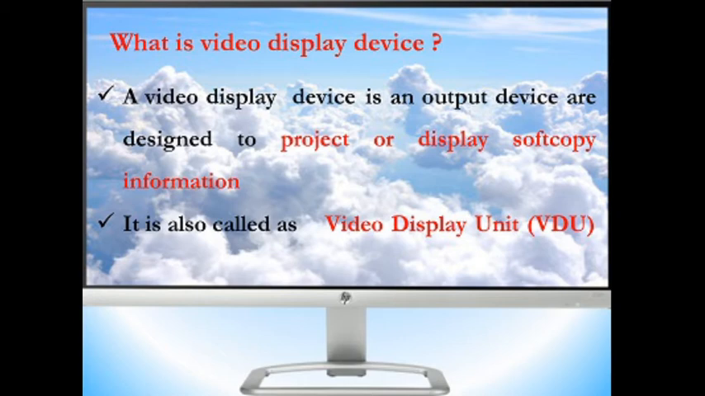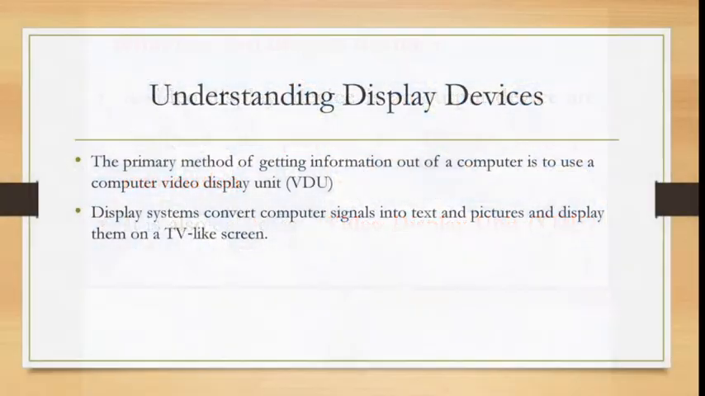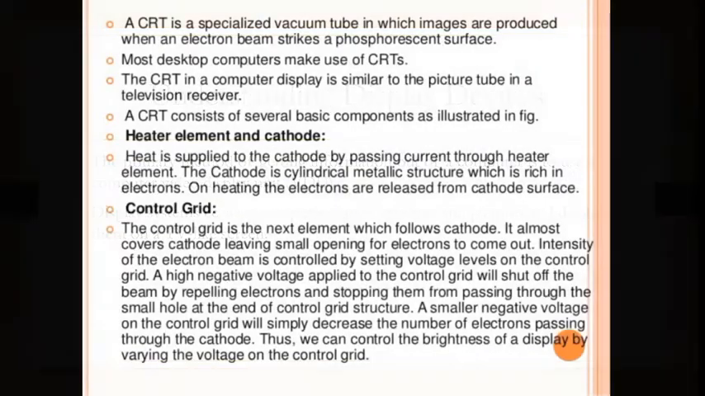A video display device is an output device designed to project or display soft copy information. It is also called a video monitor. It is used to convert computer signals into text and pictures, and display them on a TV-like screen.